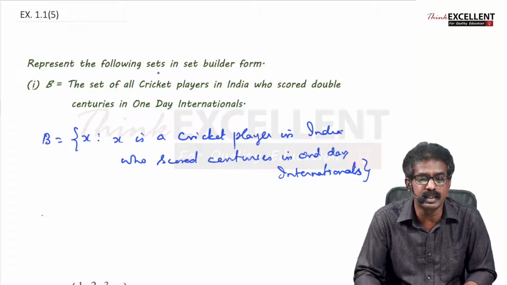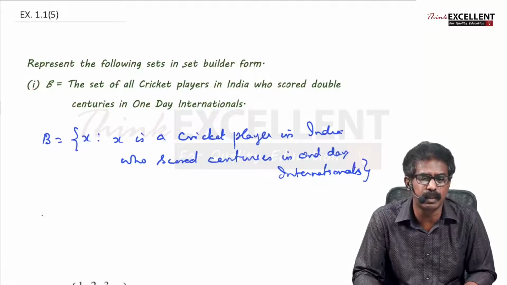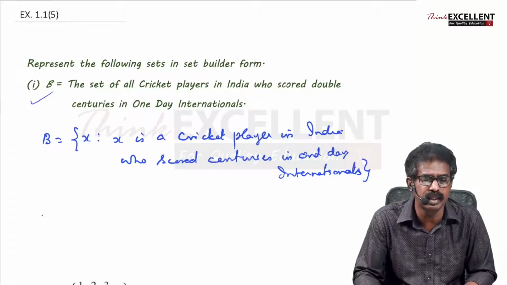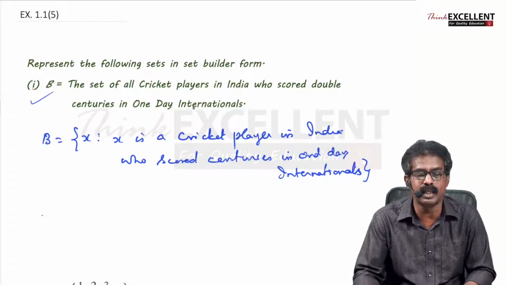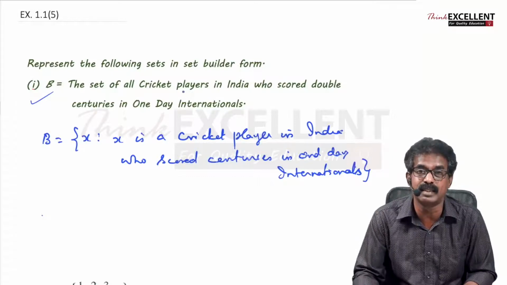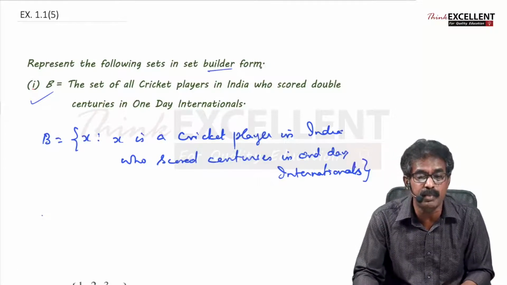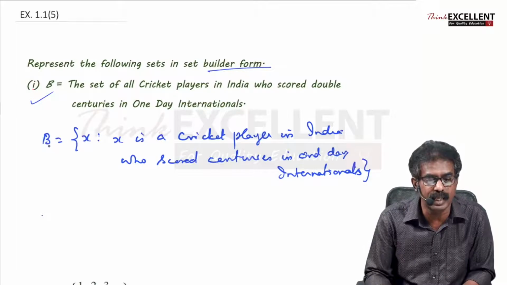Represent the following set in set builder form. Here it is given in descriptive form. B equal to the set of all cricket players in India who scored double century in one day international. So we have to write it in set builder form. What's another name of set builder form? Rule form, right? So we write the answer like this.